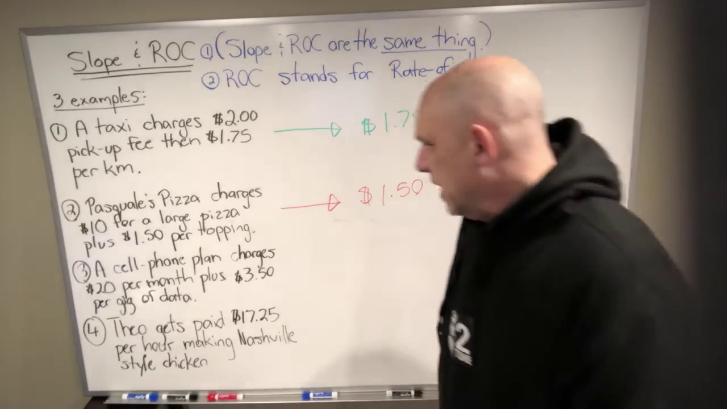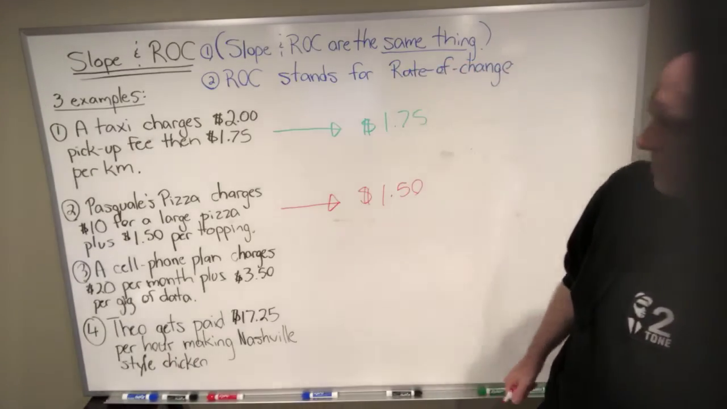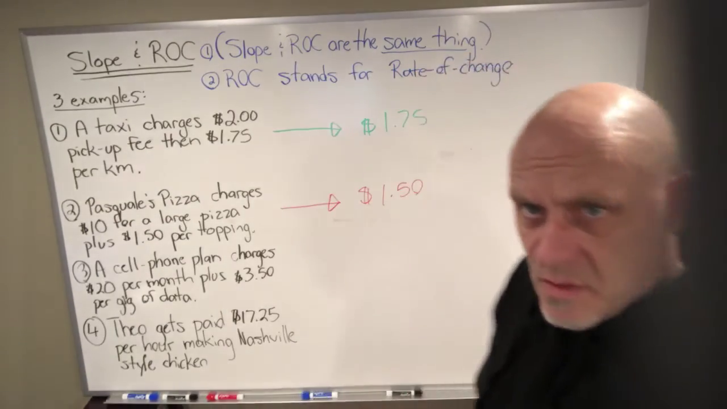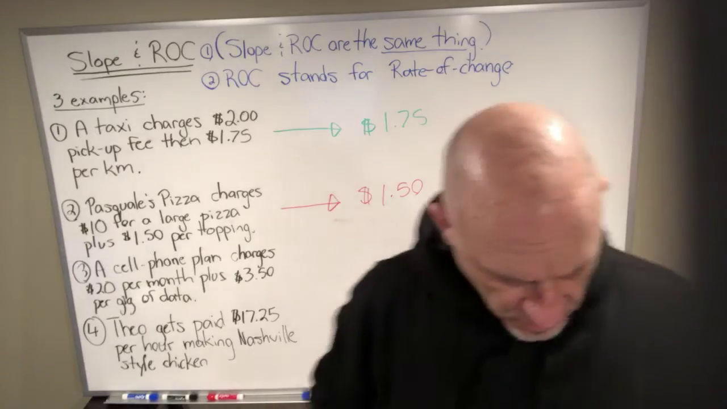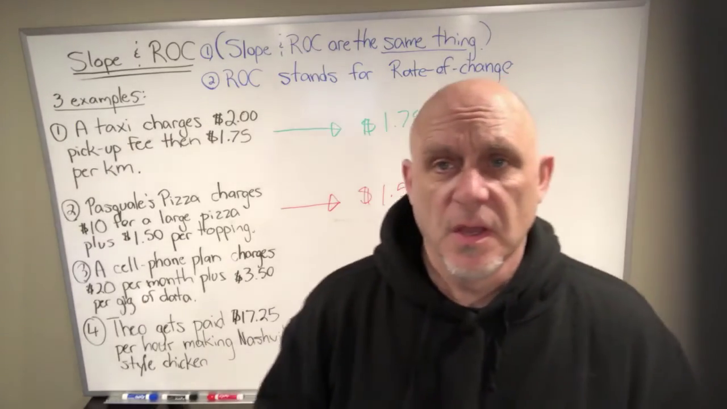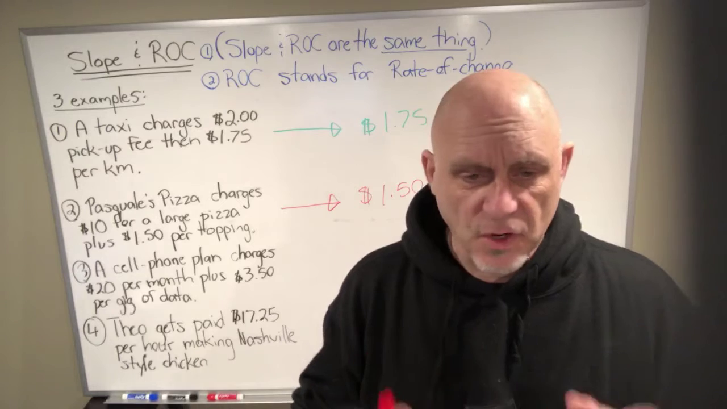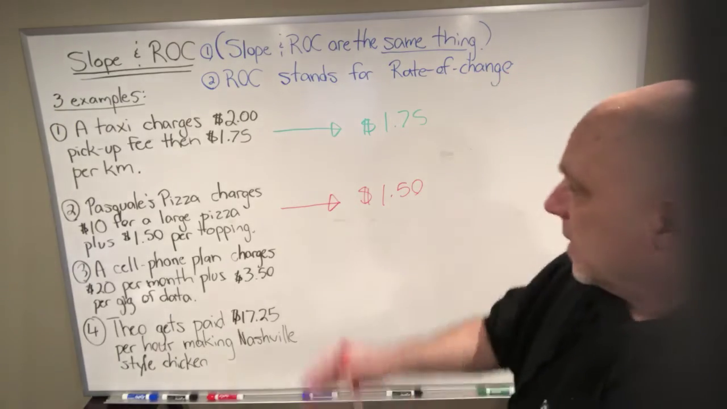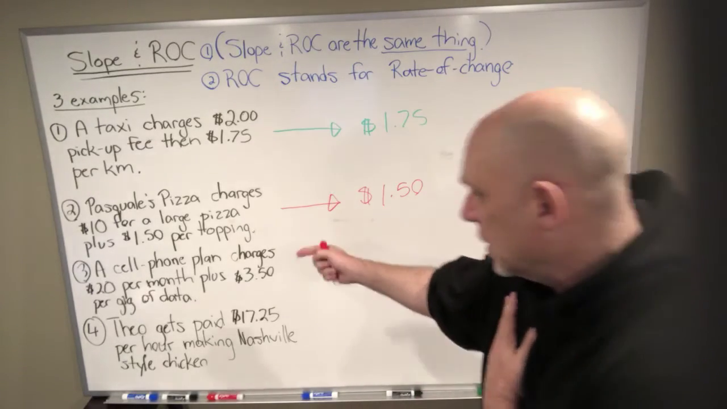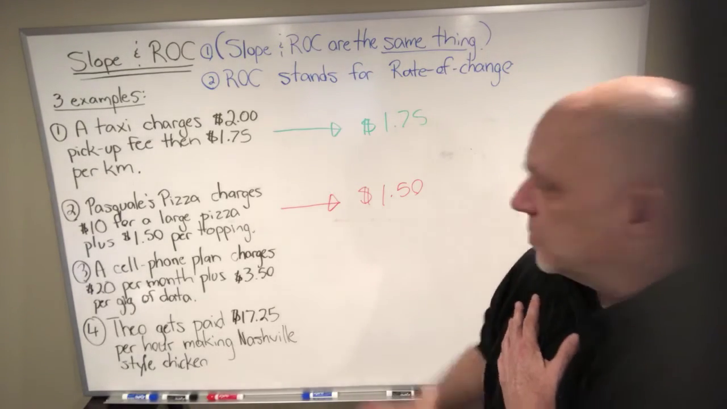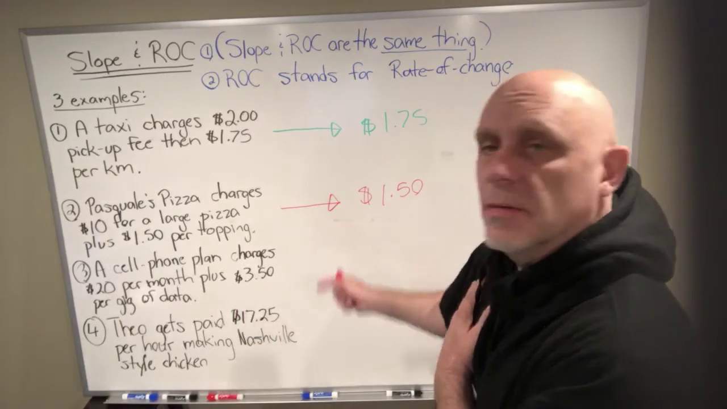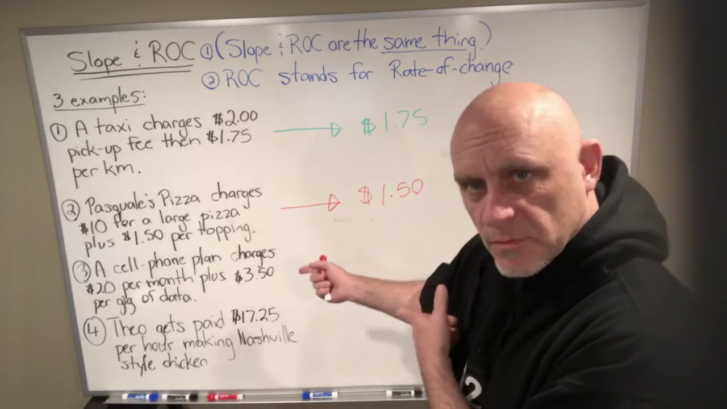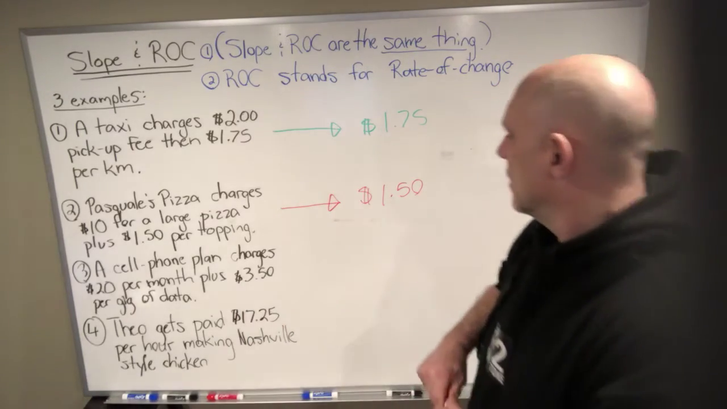Next one, a cell phone plan charges $20 per month plus $3.50 per gig of data. That's not really the way they do it, but they could. A lot of things in life are like that. If you don't use any data, you pay $20 a month. At the end of the month, they check how much data you've used, and that's what they charge you. Every gig, they charge another $3.50. 2 gigs of data used in a month, it'll be 2 times $3.50, $7. 3 gigs, 3 times $3.50. 4 gigs, 4 times $3.50, etc.